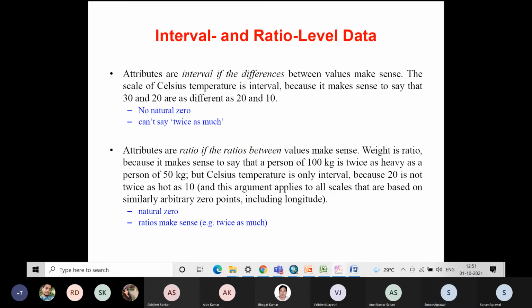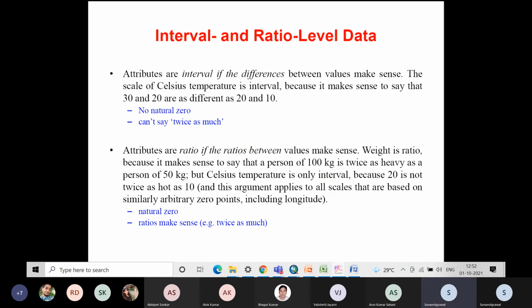One more thing, suppose there is 10 degrees Celsius and 20 degrees Celsius temperature. We cannot make a statement that 20 degrees Celsius is twice as hot as 10 degrees Celsius. So this type of data is called interval data, where there is no absolute zero.